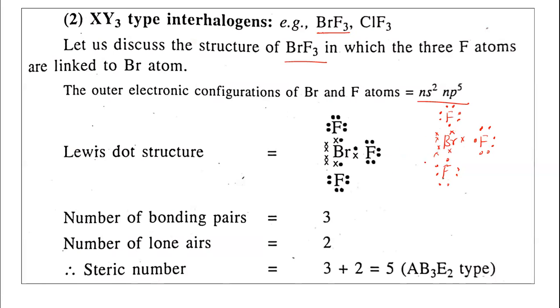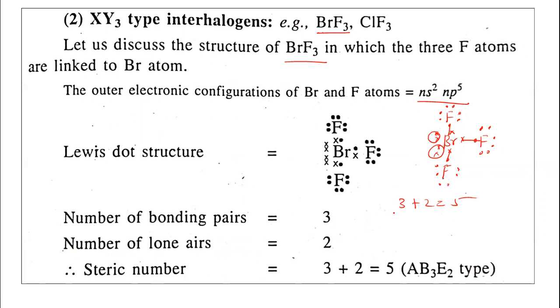Now on the basis of this Lewis dot structure, we have to find the number of bonding pairs. This is one bond, this is another bond, and this is the third bond. So 3 bonding pair electrons are there. And the number of lone pairs: there are 2 lone pairs on the bromine atom, the central atom. So steric number is equal to 3 plus 2, which is equal to 5.